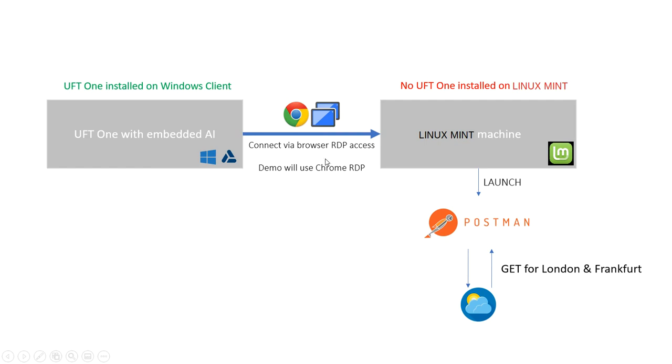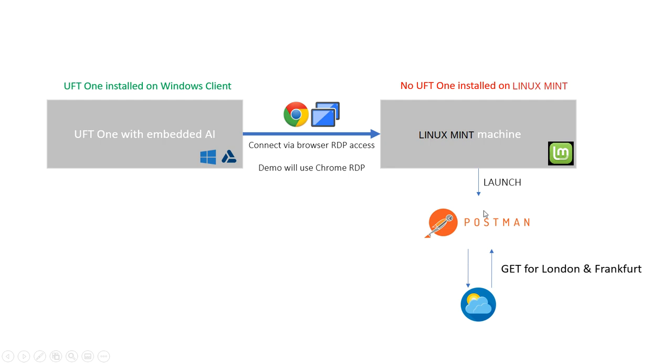Hello. In this session, we are going to show you how you can use the UFT One artificial intelligence and run test cases on the GUI on a Linux Mint machine. So it's the same use case like we have done in one of our videos before, where a test case was executed on an Ubuntu machine. This is the same, exactly.